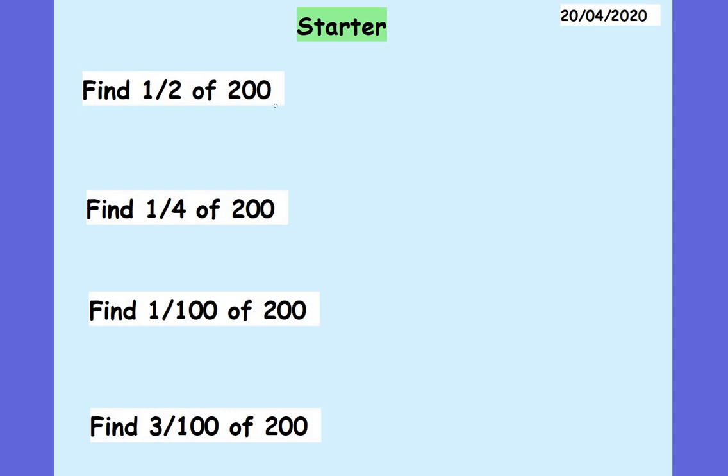A half of 200, I need to take 200 and divide it by the denominator, so divide it by 2. 200 divided by 2 is just going to give me 100. For the second one, I want to find a quarter of 200, so this time my denominator is 4. So I'm going to do 200 divided by 4, which is going to give me 50.